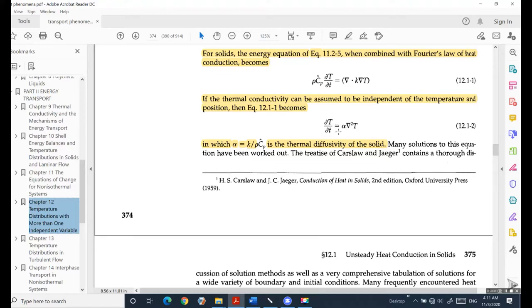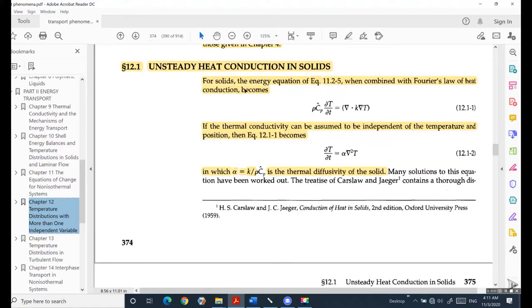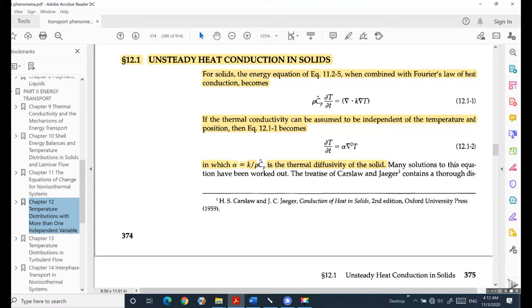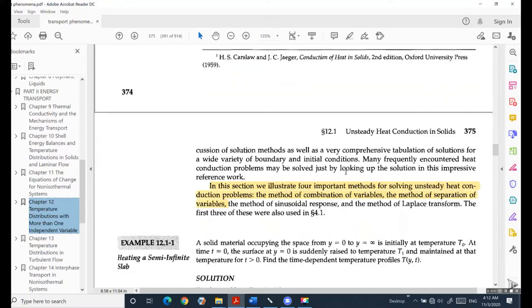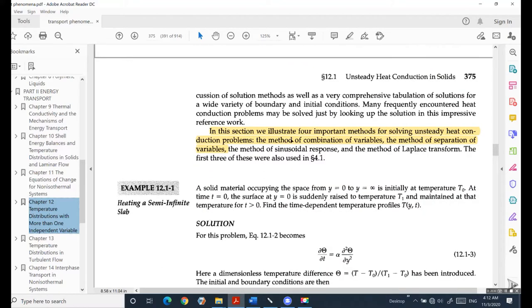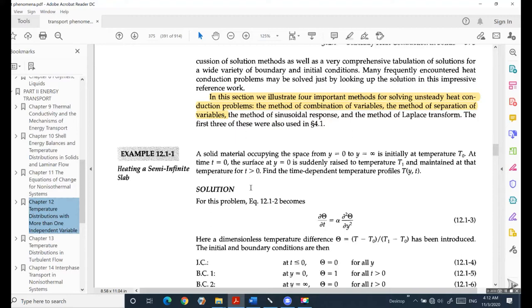So to find the temperature distribution inside solids, we need to solve this equation, which depends on time and also spatial variables. Here, we are just going to consider one spatial variable. This section gives some examples to answer the heat conduction problem. The first problem reviews the method of combination of variables, similar to chapter 4, and the second one uses the method of separation of variables.